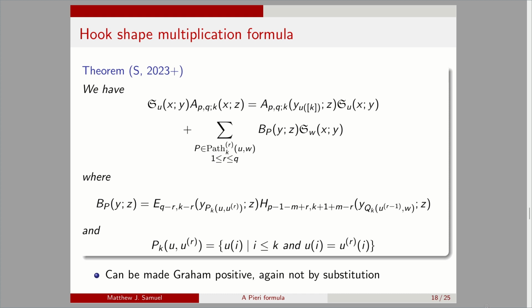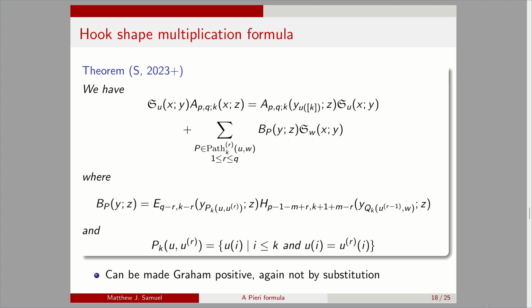The definition is a bit complicated. It's a product of a factorial elementary symmetric polynomial of degree q minus r in k minus r variables in certain y variables, y sub pk of ur. That's defined as the set of all ui such that i is less than or equal to k, and ui is equal to ur of i.